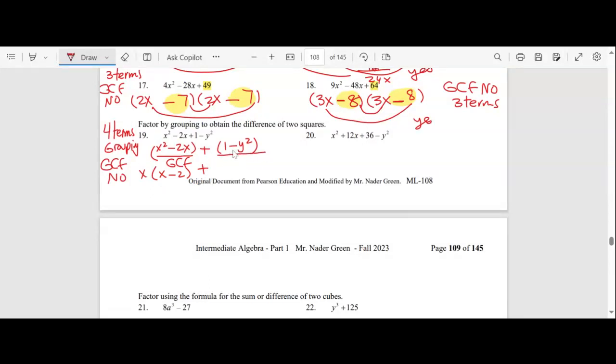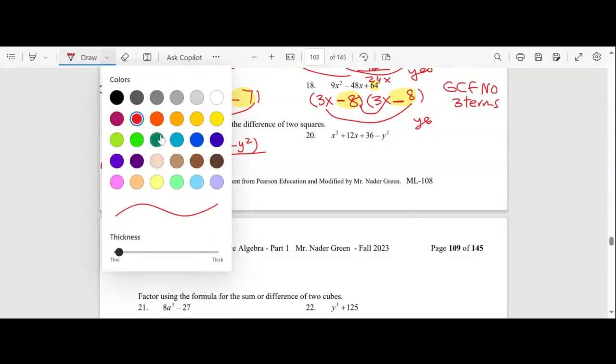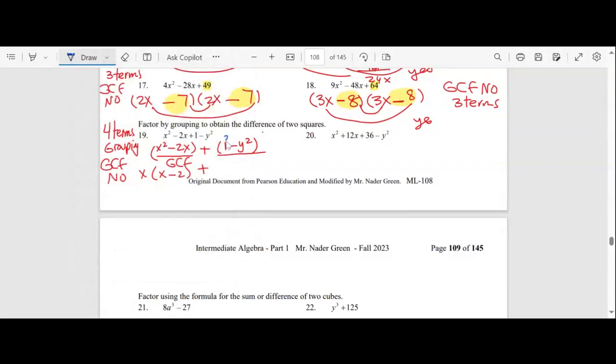Can I solve this? Can I add 2 here to this one, to the 1? It becomes 1 squared. And then we can make what? It's called difference of squares. It's going to be 1 minus y, 1 plus y. So that's your final answer. Nothing else more.